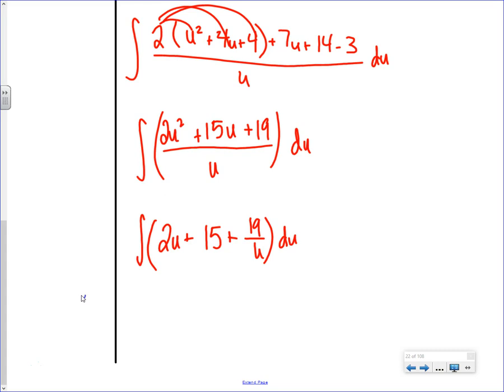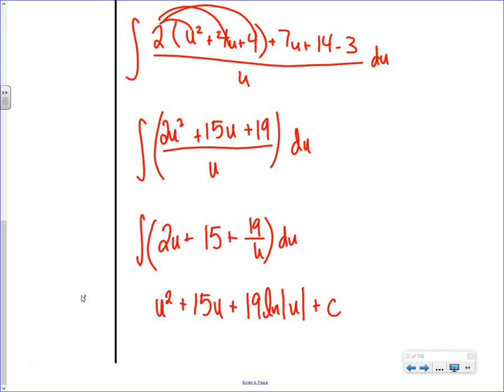Well, how do you integrate 2u? U squared over 2, but the 2's cancel, right? So u squared. How do I integrate 15? 15u. And how do I integrate 19 over u, or 19 times 1 over u? 19 times the natural log of the absolute value of u. Does that make sense? 19 over u, remember, is 19 times 1 over u. Awesome.